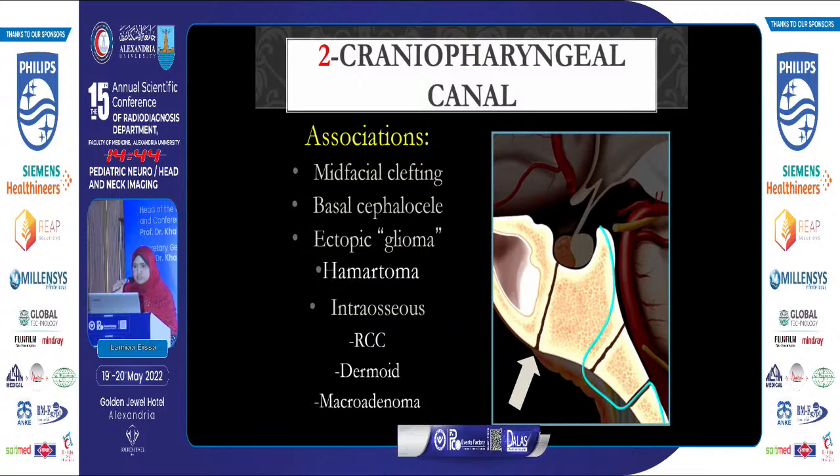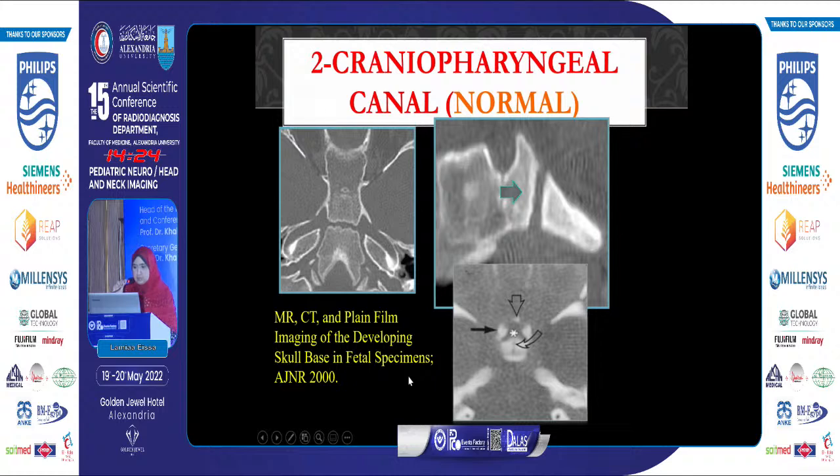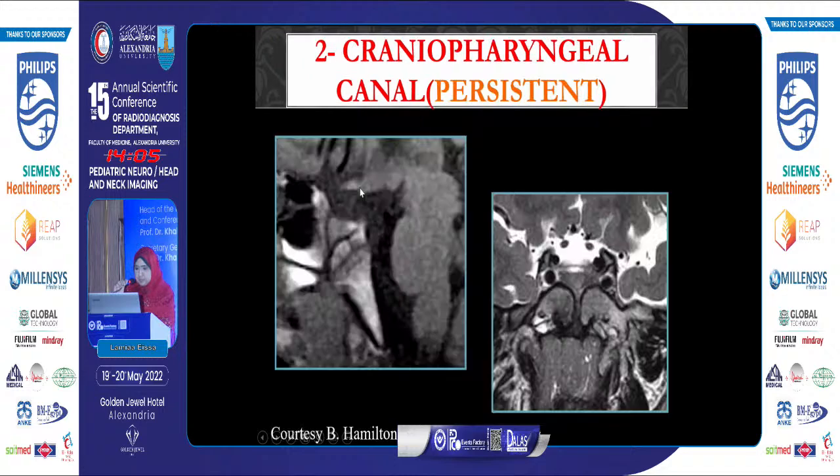Then we come to the second variant, which is the craniopharyngeal canal. Sometimes a craniopharyngeal canal may appear persistent, and this is usually associated with mid-facial clefting, basal cephalocele, ectopic glioma, hamartomas, intraosseous sclerotic cleft cyst, dermoid, or macroadenoma. This is the normal appearance of the craniopharyngeal canal. This is the sphenoid, and it is anterior to this synchondrosis, appearing here as a vertical line of obliterated canal, or it can appear as a dot or a point representing the obliterated craniopharyngeal canal.